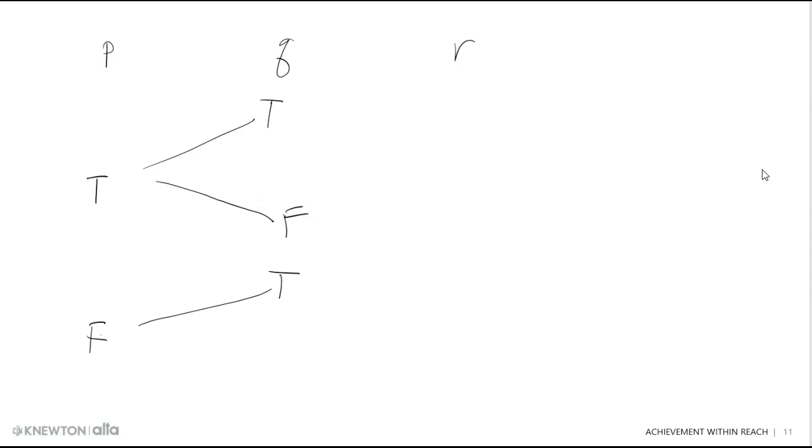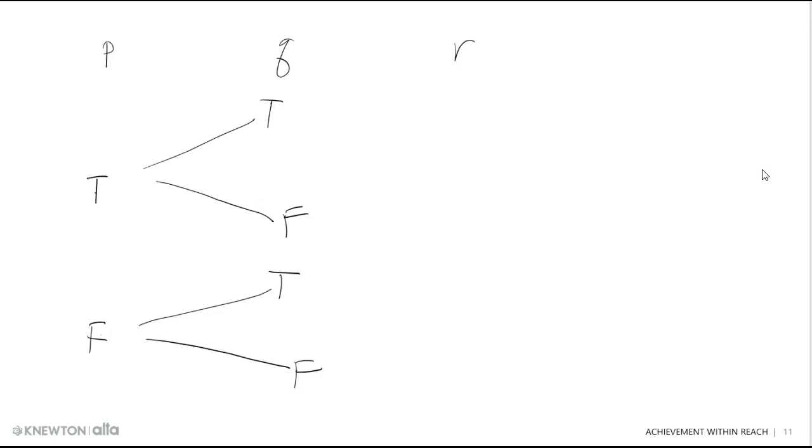So why do we have 8 rows when we have 3 statements? Well, let's say our statements are P, Q, and R. Those are the 3 different statements we have. So the 2 possibilities for P are P is true or P is false. Then for each of those possibilities, Q can be true or Q can be false. So if P is false, Q could still be true. They're independent.